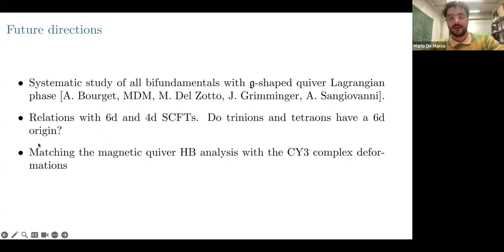And finally, another direction that we are trying to investigate is how to match the magnetic quiver analysis with the complex deformation of the Calabi-Yau threefold, in order to find a good dictionary between the two pictures. Because in some sense Calabi-Yau threefolds seem to be more general, but they are also less understood. The dynamics is less understood with respect to (p,q) webs.